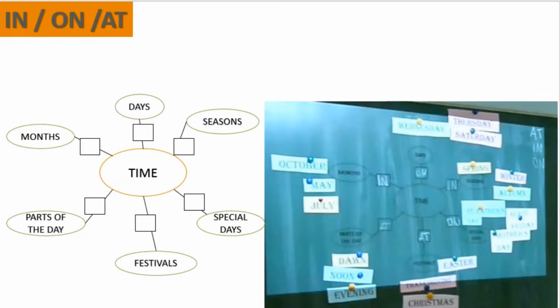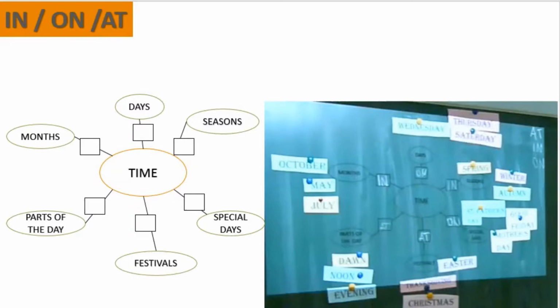After that, they were given different words like Wednesday, evening, autumn, May, Mother's Day, Christmas, and they had to come to the board and put the words in the correct place where they think they belong. After all the words were on the board, we checked if everything is in the right place and made corrections where they were necessary.